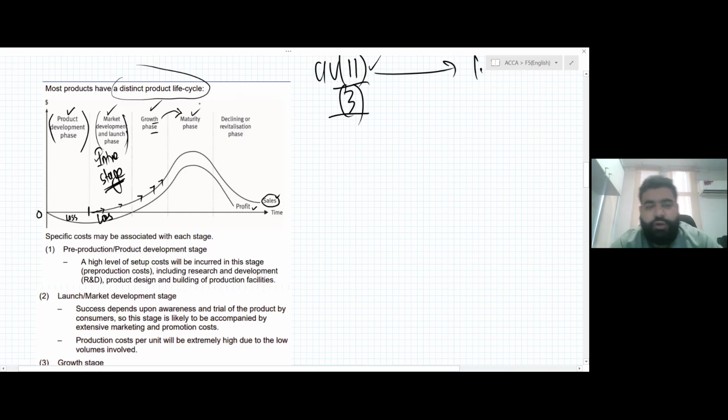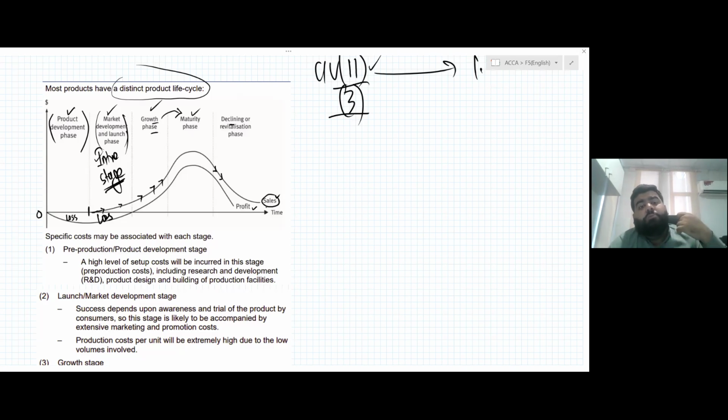But after the maturity phase, obviously, if the product has ended and your market has ended, there is at last the declining phase or a revitalization phase. In the declining phase your sales go downward, your profits go downward, and at last you are out of the market. Actually, I'm not saying that every product has this life cycle.